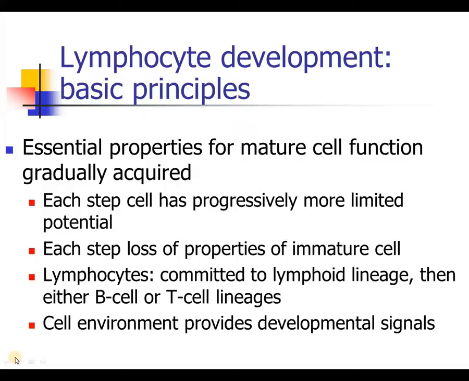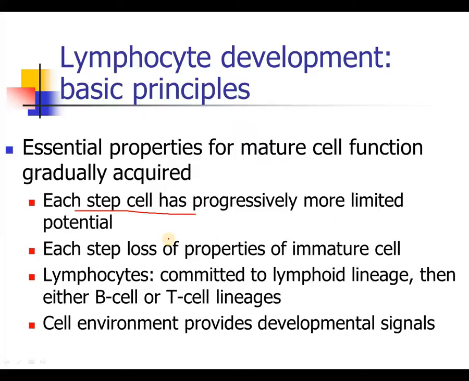So we have an idea of how we get recombined gene segments for our T cell receptor and B cell receptors. With that knowledge, we can now understand lymphocyte development, and that's what I would like to continue describing herein. There are some basic principles for lymphocyte development, and that is that the essential properties for mature cell function are gradually acquired. Each step is going to be progressively more limited.